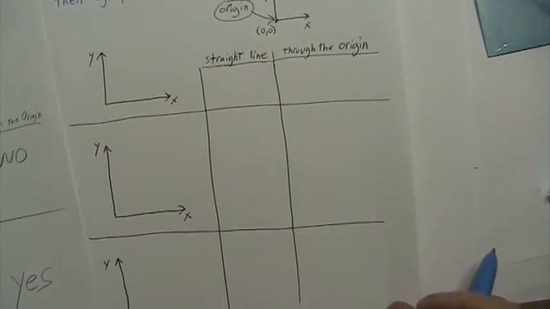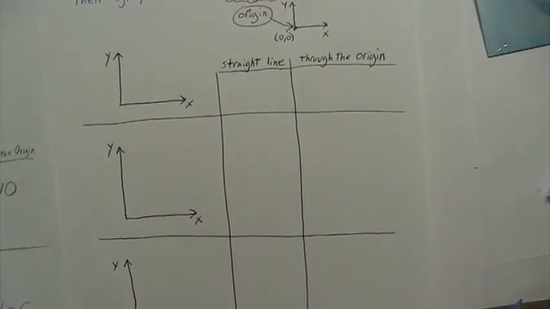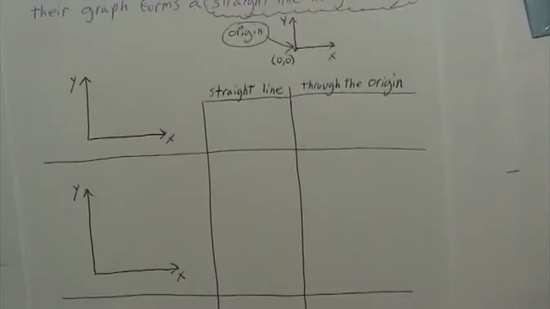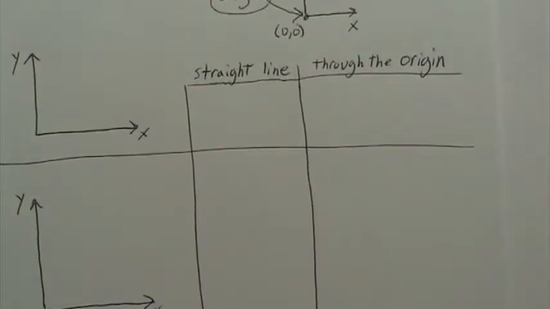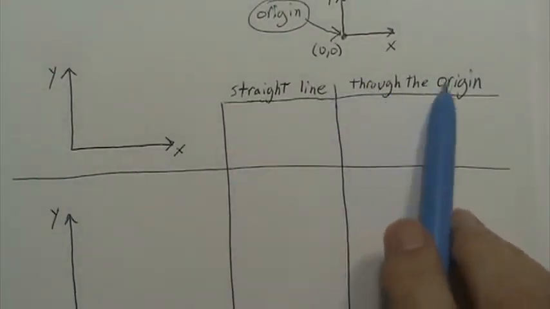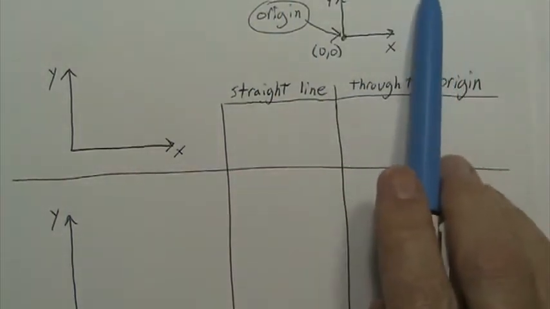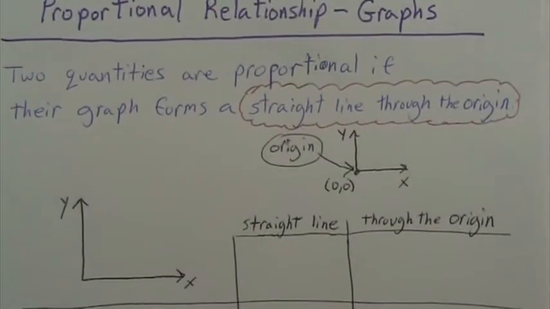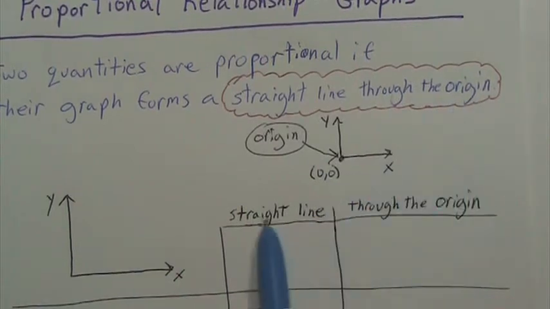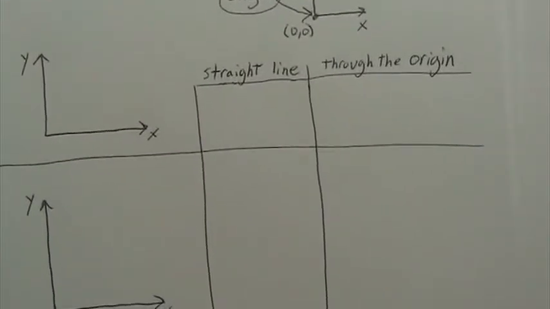Okay, so let me give you some time to write that. We're just doing 3 of them, and it's straight line through the origin. Remember, for it to be proportional, it needs to be a straight line through the origin. Oops, you can't see that. Straight line through the origin. So I'm putting straight line and through the origin here. And then we'll check to see if these are proportional.